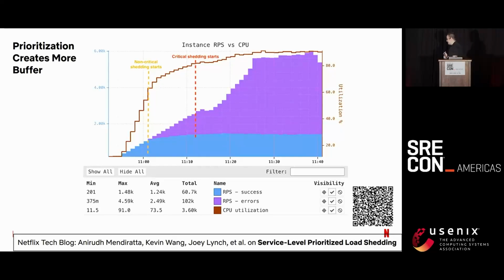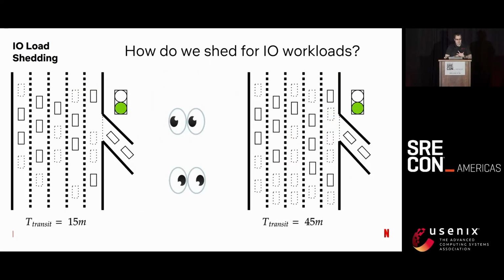Does this work? Yes, it does. Works phenomenally well. Can anyone see the difference between this graph and the earlier one? This graph has order of magnitude traffic spikes going on, and the service continues serving all that blue line throughout, which means that we don't enter congestive failure. So great success. But what about I/O workloads?